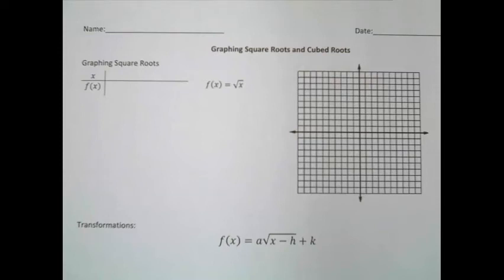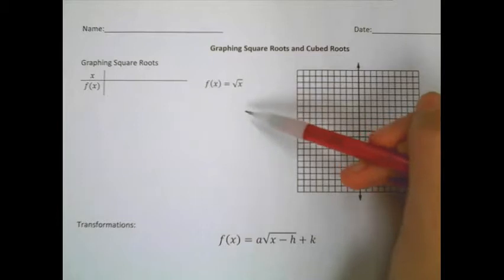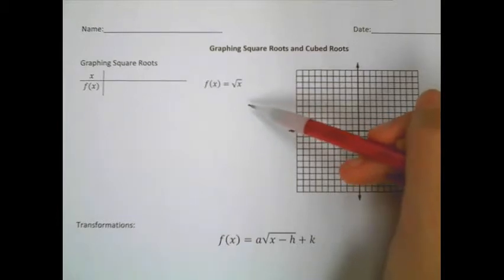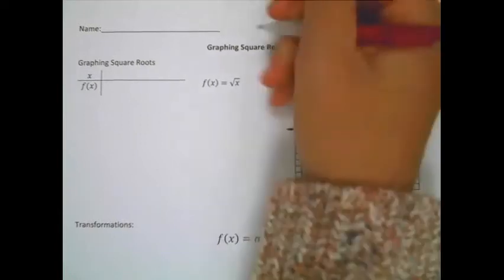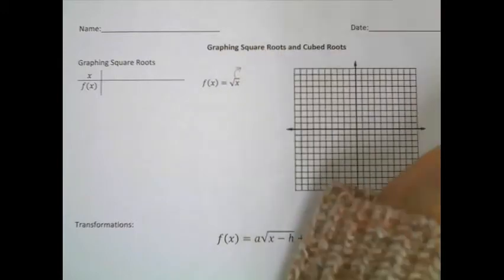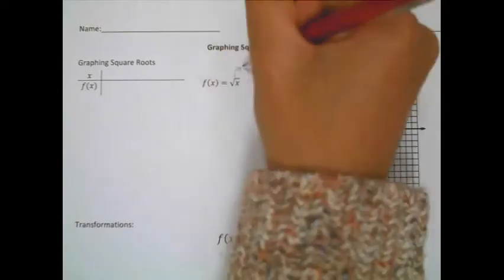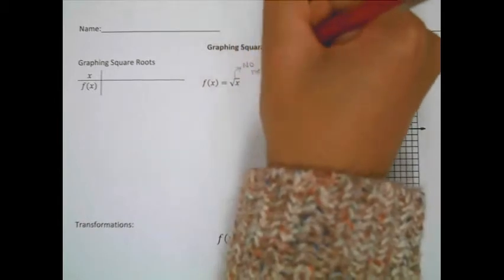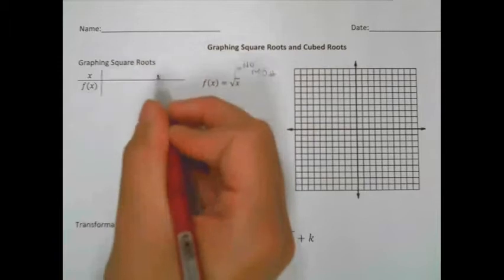Hey guys, today we're going to be talking about graphing square roots and cubed roots. So first we're going to get started with the parent function of a square root, and we'll talk about graphing square root functions. What's important to note when we're thinking about the parent function of square root functions is that we can't have any negatives under the square root, or else we're going to get imaginary numbers, which we can't graph. So we shouldn't include negative numbers for our input values of x.